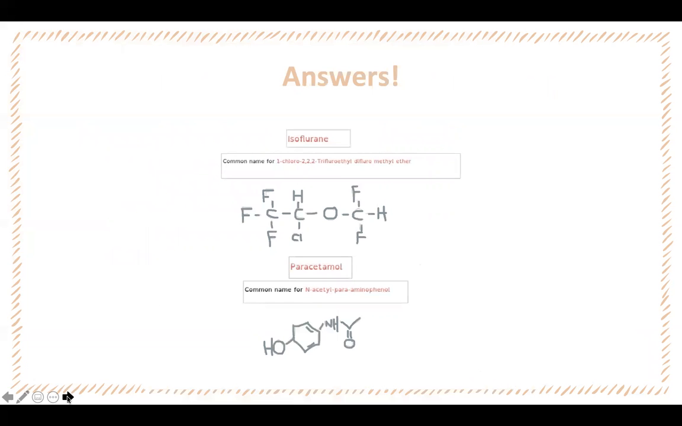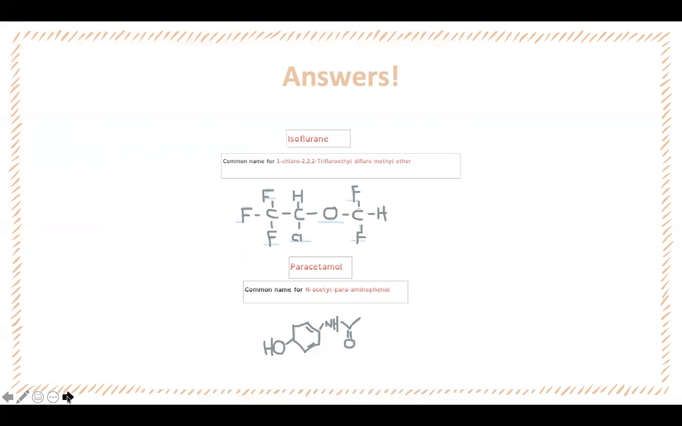On the top, we see how to draw isoflurane. We have our ether in the middle with an ethyl on the left-hand side. Right here, we have our chloro, and over here, we have trifluoro: 1, 2, 3. On the right-hand side, we have our methyl, and we have difluoro.